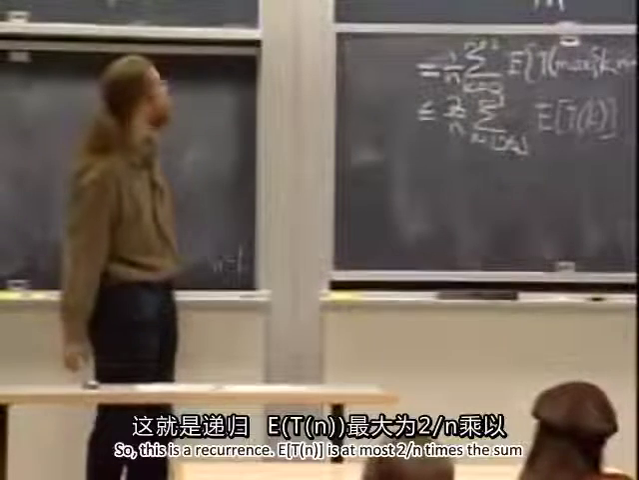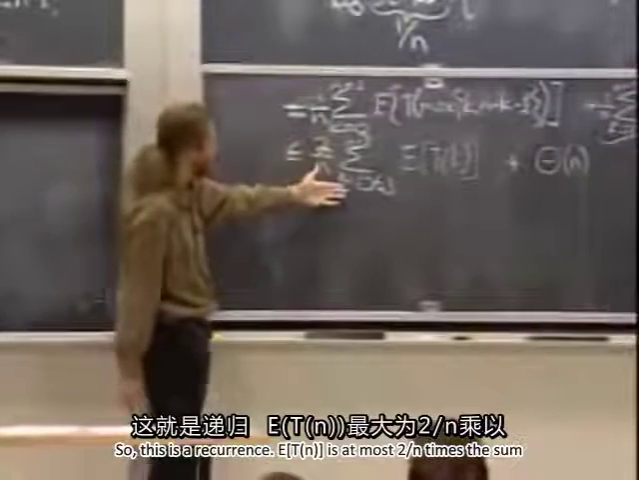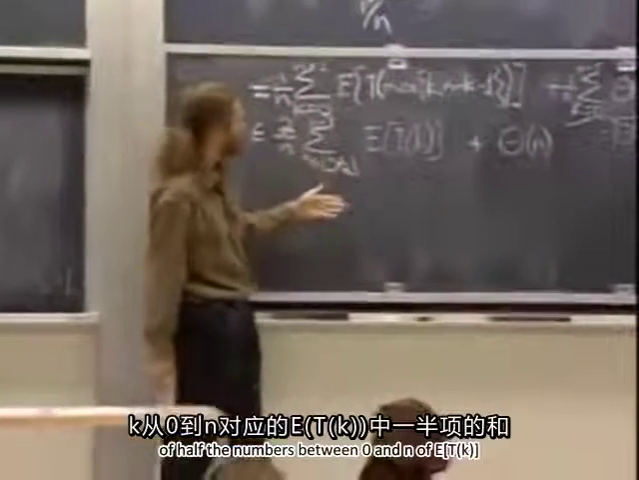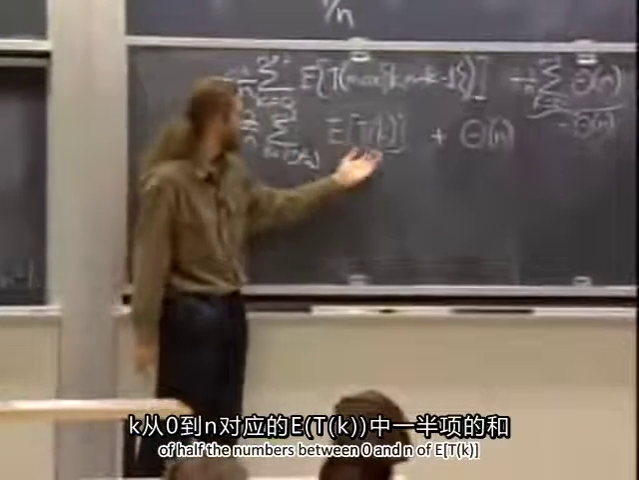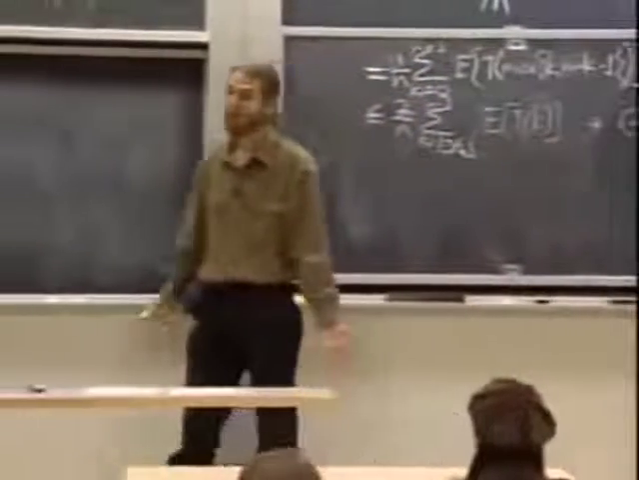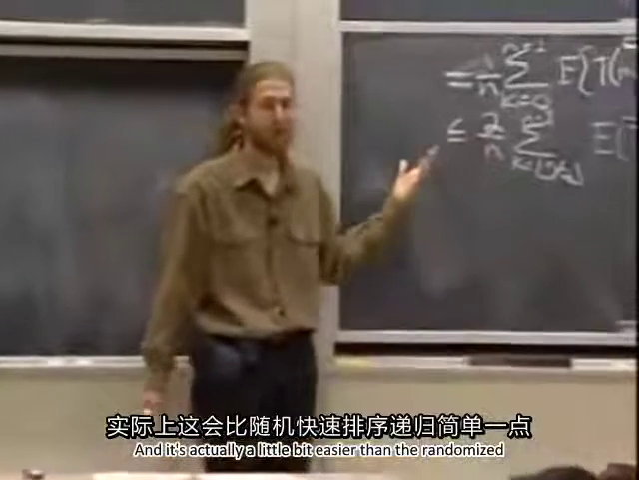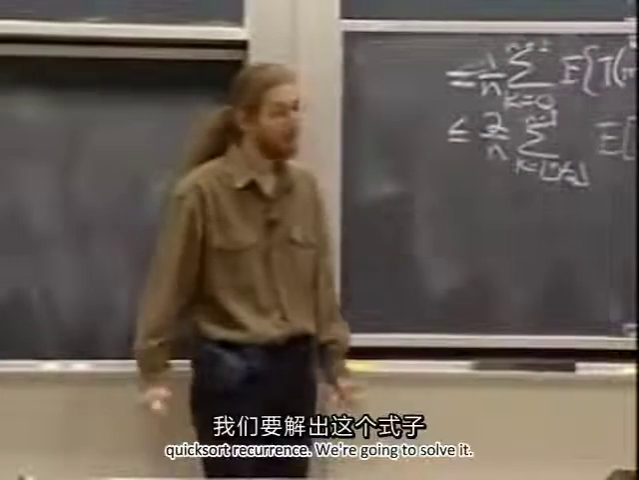Okay, so this is a recurrence. E of T of n is at most 2 over n times the sum of half the numbers between 0 and n of E of T of k plus theta n. It's a bit of a hairy recurrence. We want to solve it, though. And it's actually a little bit easier than the randomized quicksort recurrence. We're going to solve it.